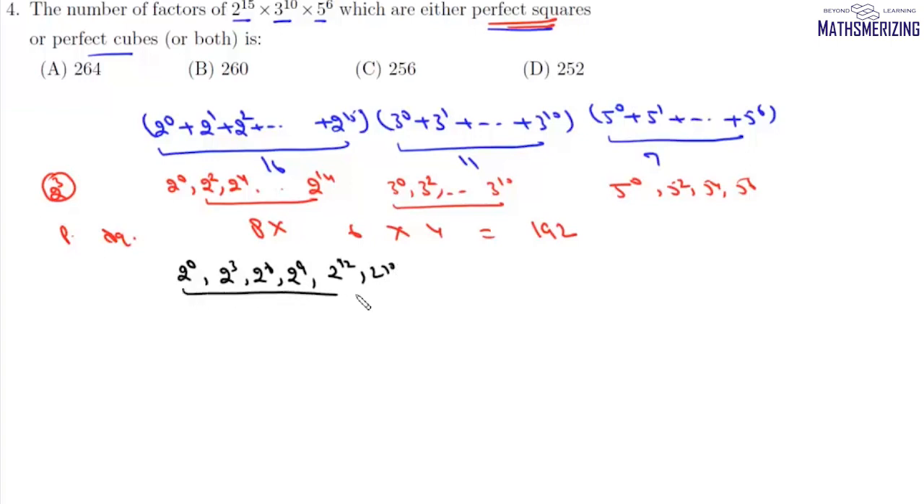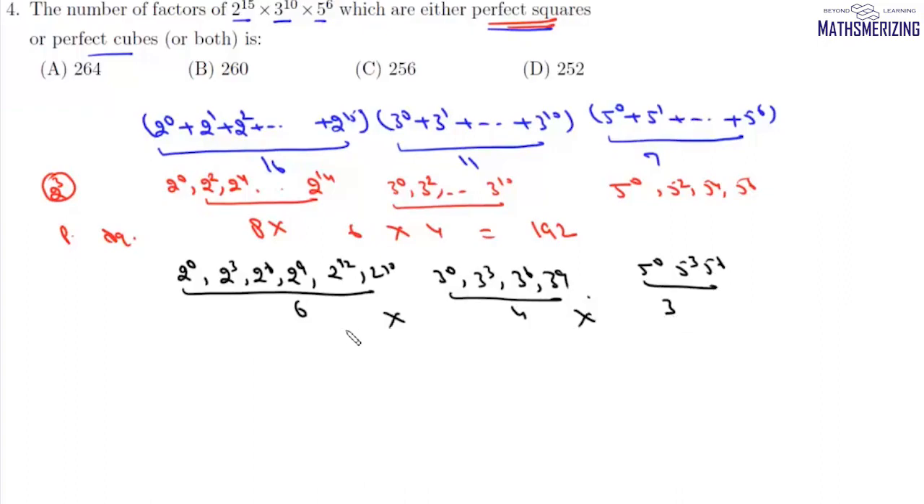So altogether we have 6 such numbers, and then for 3 it will be 3 to the power 0, 3 cube, 3 to the power 6, 3 to the power 9. There are 4 such values. And then for 5, it will be 5 to the power 0, 5 to the power 3 and 5 to the power 6. There are 3 values. So it will be 6 into 4 into 3, and that is 72. So we have 192 perfect squares and then we have 72 perfect cubes.